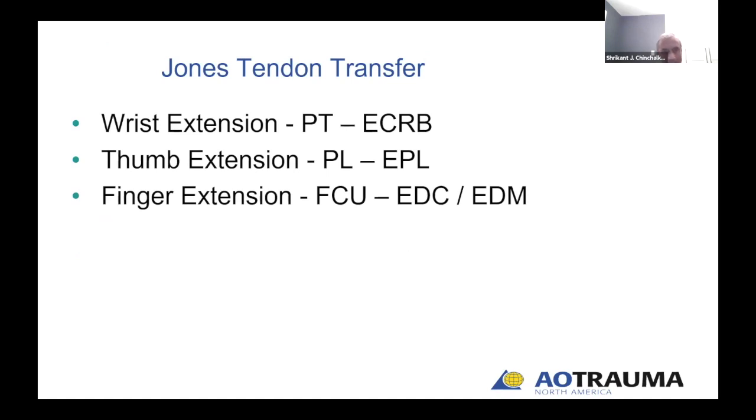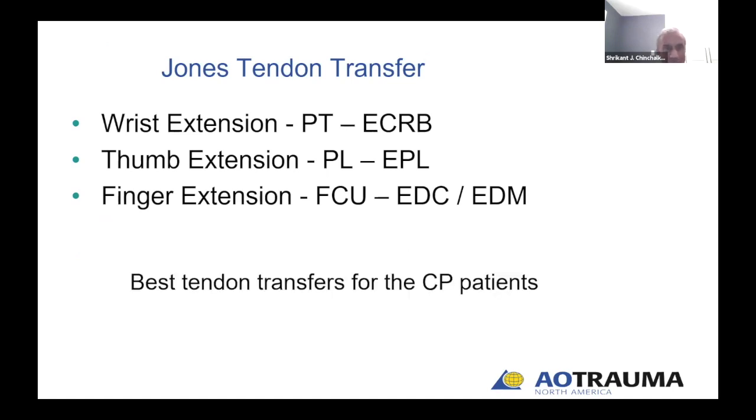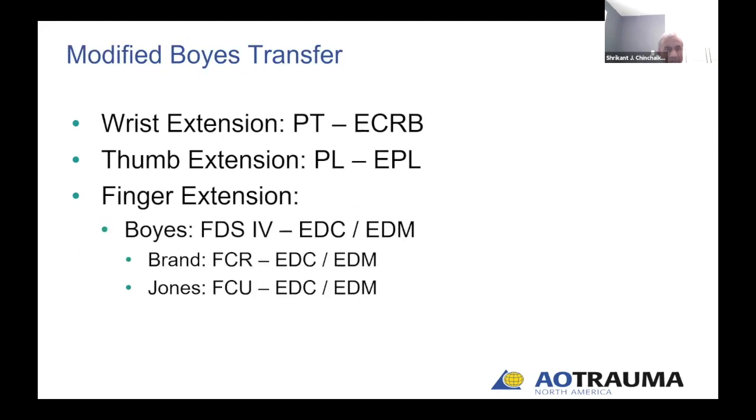So this is Jones transfer. Jones transfer is best for treating cerebral palsy patients when they want to minimize the overaction of the flexor carpi ulnaris, which is pulling the wrist in a flexed position. So that is harvested and brought into extension so that the person has a greater extension of the wrist.